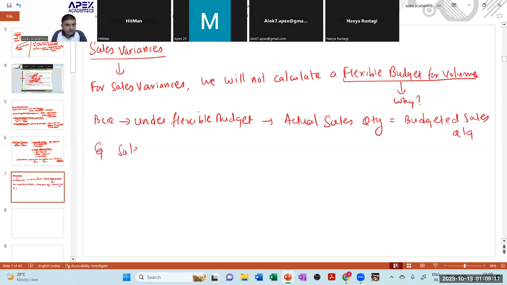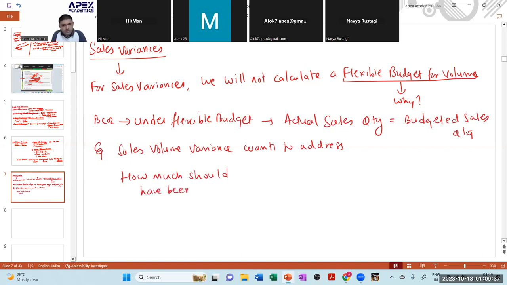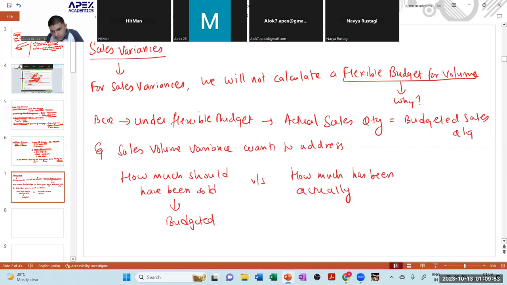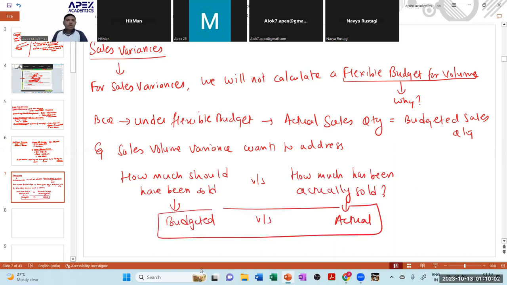and sales volume variance wants to address how much should have been sold versus how much has been actually sold. Right? That's the first thing.